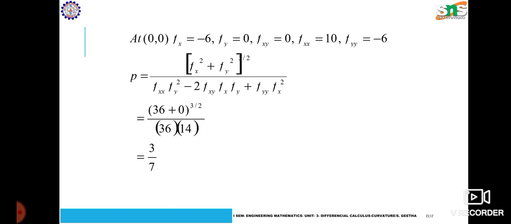So at 0 comma 0, wherever we have x we give 0, wherever we have y we give 0, then we will get all those values. After getting all those values, we just have to substitute in our formula, and finally we will get this value. In this also, if we get a negative value, we have to put the modulus for that also.